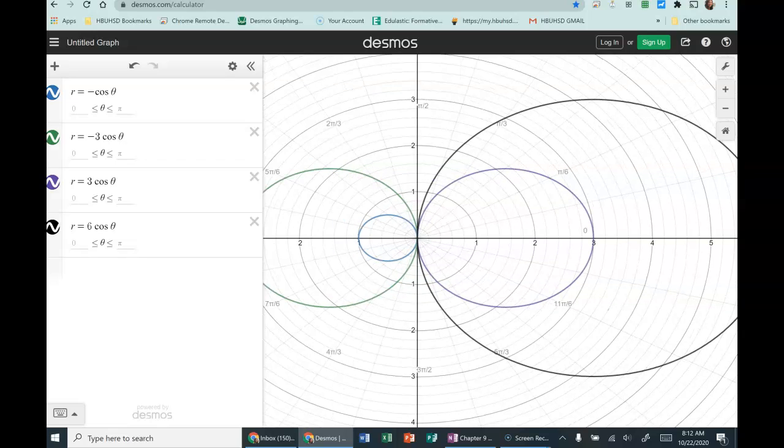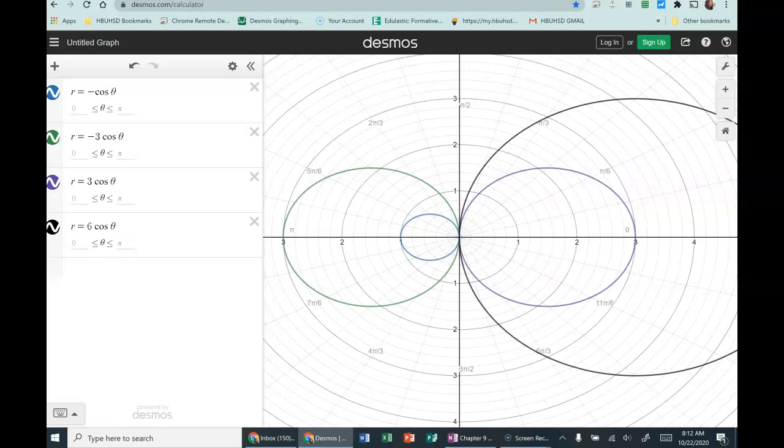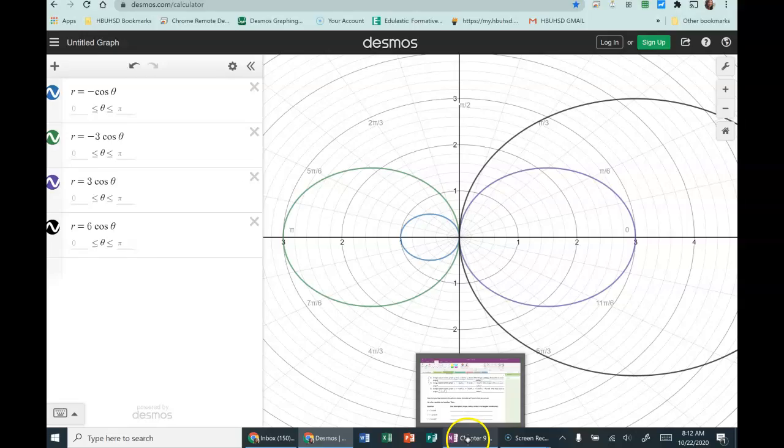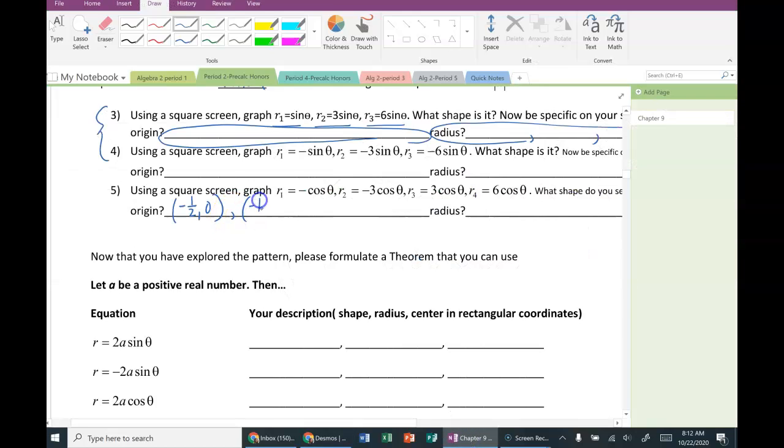So the first one was the blue one. The radius was half a unit, and it was on the left, so negative half, comma 0. Then the second one, the diameter is 3, so the radius is going to be 1.5, so the center is going to be negative 1.5, comma 0. Then we have two more. So r sub 3 was positive 1.5, comma 0. Then the last one, r sub 4, is 3, comma 0. So those are the origins of each shape.